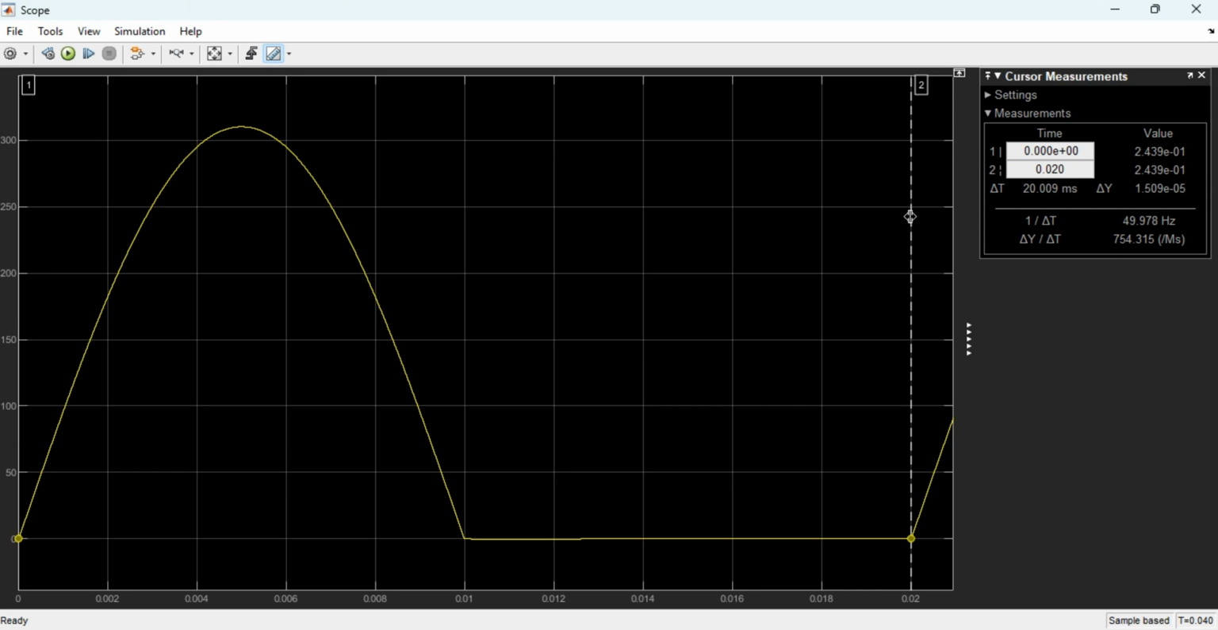Now let us measure the frequency of the output voltage. 1 divided by delta t gives the frequency of the waveform, which is close to 50 Hz. As you can see, one cursor is placed at time t equals 0 seconds, and the other cursor is placed at time t equals 0.02 seconds, which matches the time period of the voltage waveform. This confirms that we have placed the cursors correctly, and the time difference is 0.02 seconds.